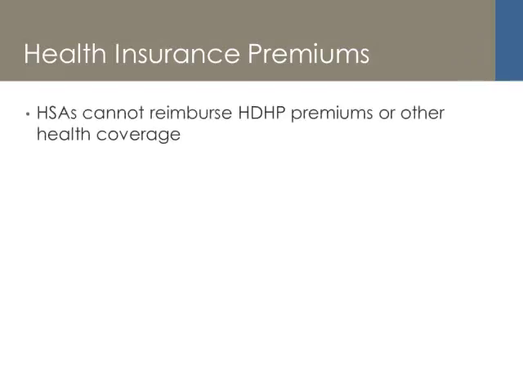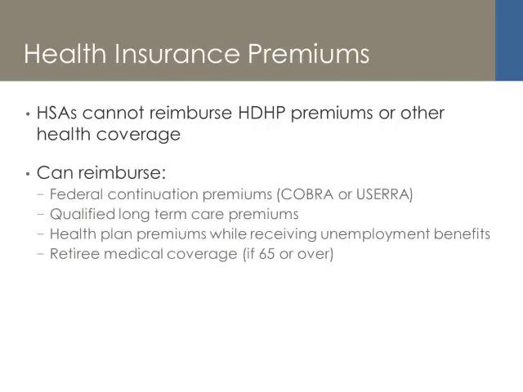In general, HSAs cannot reimburse health insurance premiums, including high-deductible health plan premiums. However, HSAs can reimburse premiums for federal continuation coverage, like COBRA or USERRA coverage, qualified long-term care premiums, even if offered through a cafeteria plan, premiums for health coverage while receiving unemployment benefits, and retiree medical coverage for HSA holders who are age 65 or older.